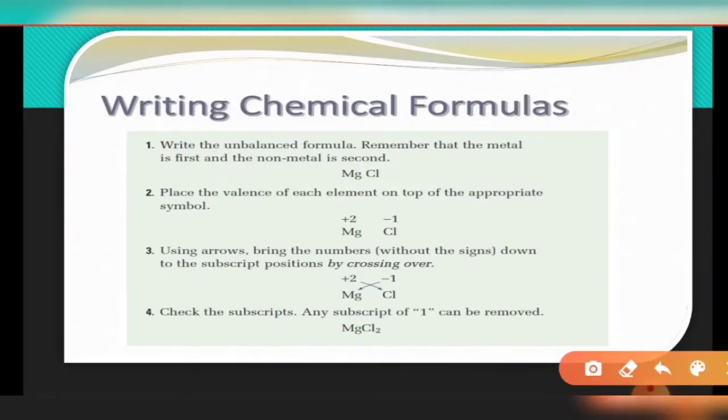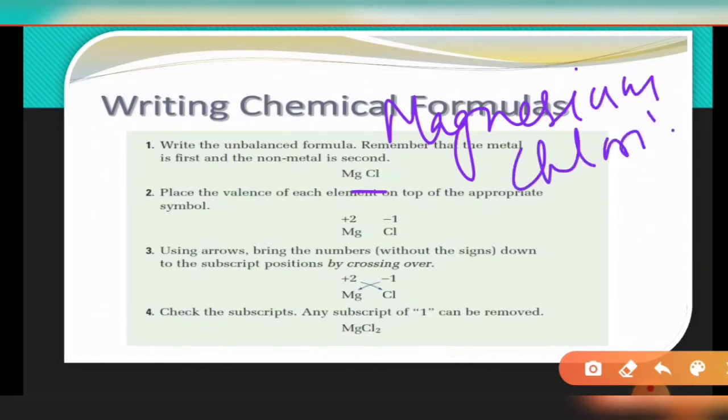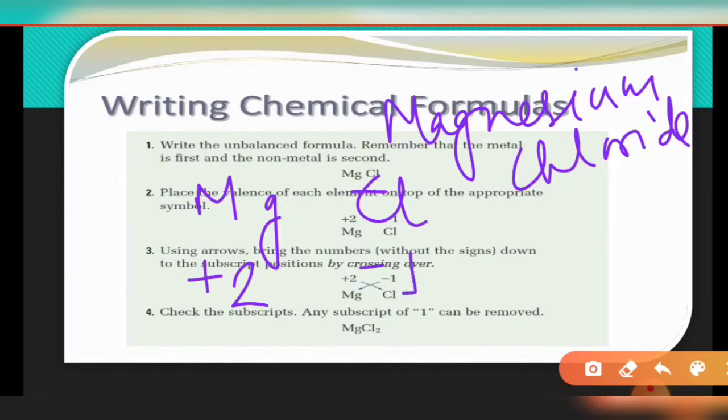So for writing a chemical formula, firstly we should remember the name and the symbols of the element. For example, take magnesium chloride. The symbol of magnesium is Mg and chloride represents chlorine, so its symbol is Cl. Then we need to write their valencies. Mg valency is +2 and chlorine valency is -1. That means magnesium requires 2 electrons and chlorine only 1 to complete its octet, to reach its stable state.